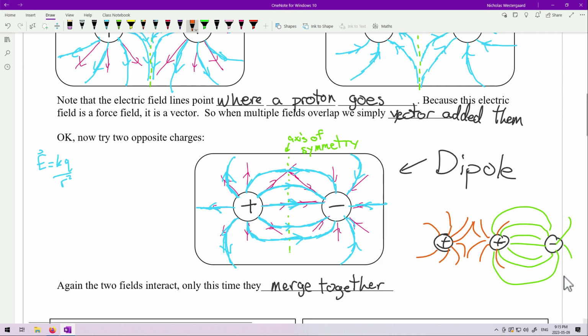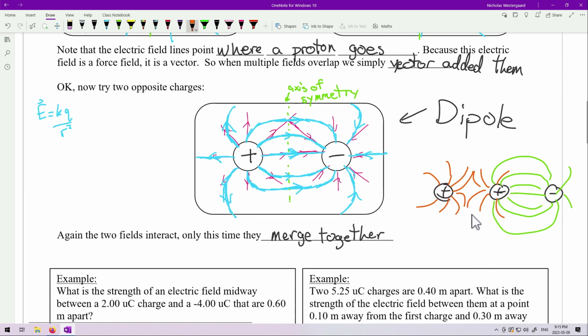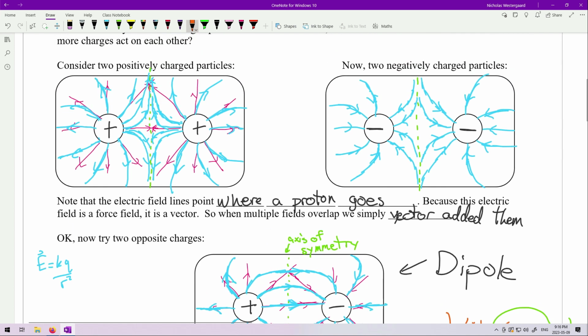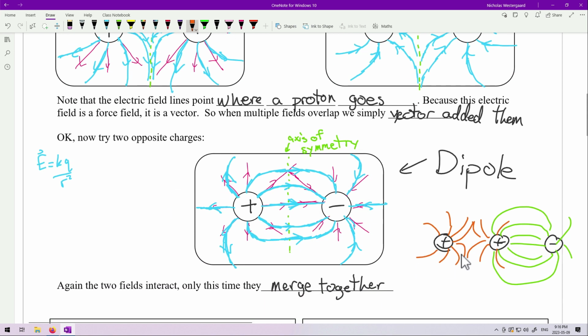So hopefully that makes sense. We will practice this more. There will be more time for us to practice. We'll be using simulations to help prove this to us. But these patterns are what we're looking for. So you're looking for the like charges pattern and the dipole pattern when you're looking at multiple charges together and you want to draw the electric fields.